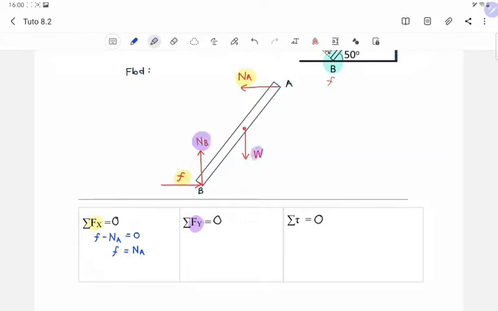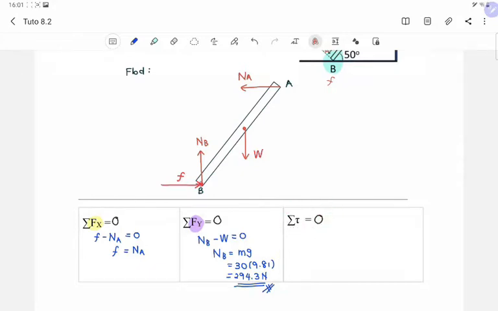We have NB and W. Going up positive, going down negative. So NB minus W is equal to 0. NB equals mg. Okay, so we can find the value for NB. The mass is 30 kg times 9.81. The answer is 294.3 Newton.